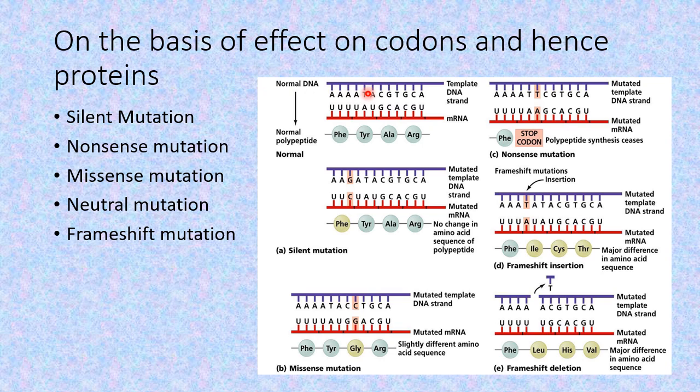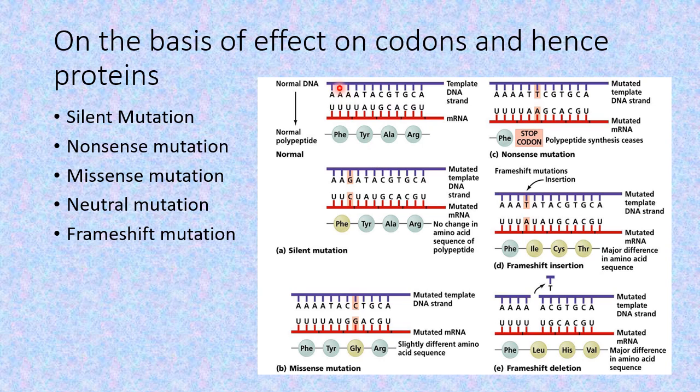Next is the classification of mutations based on the effect that they generate on the sequence of nucleotides or on the genetic code that is formed by this sequence of nucleotides, and the resulting change in the proteins that are produced. On this basis, the mutations may be silent mutations, nonsense mutations, or missense mutations. Then there may be neutral mutations and frame shift mutations.